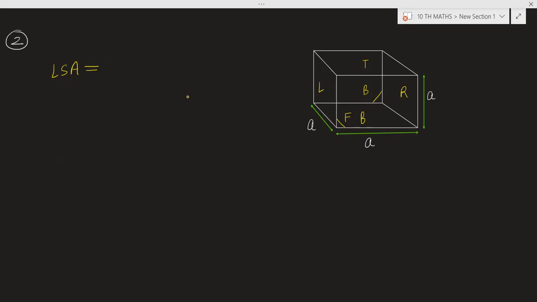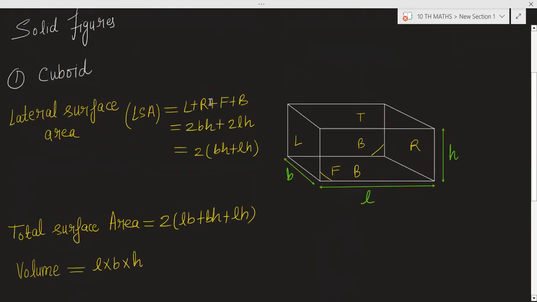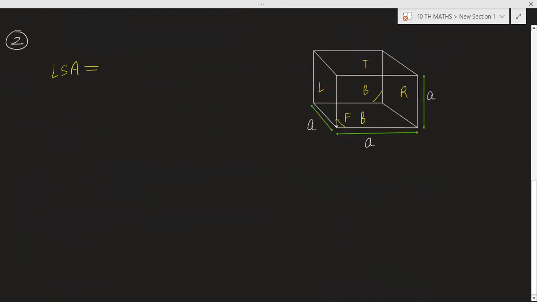Because in the lateral surface area you will consider the left face, right face, front face and back face. The area of the left face will be A square, and the area of each face is A square because all sides are equal. So there will be the area of 4 squares. That is why we write 4A square.